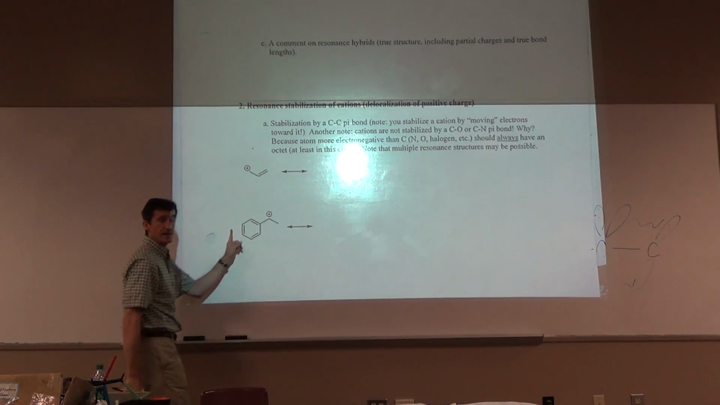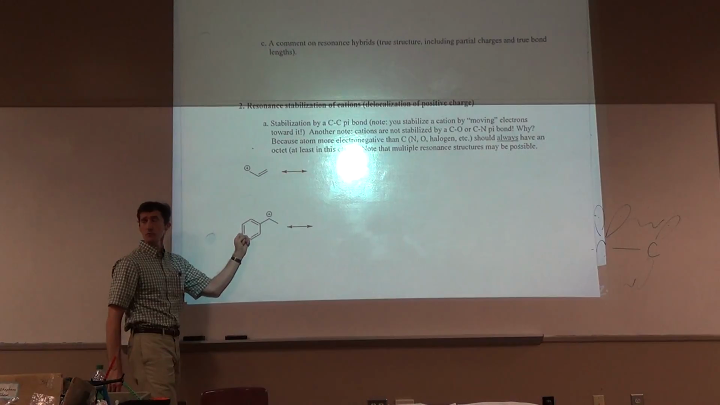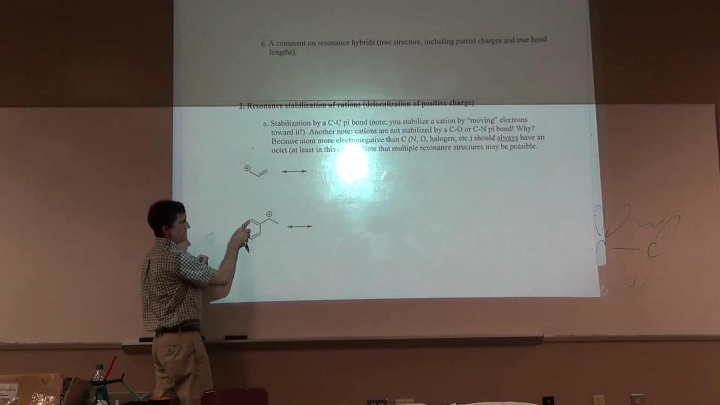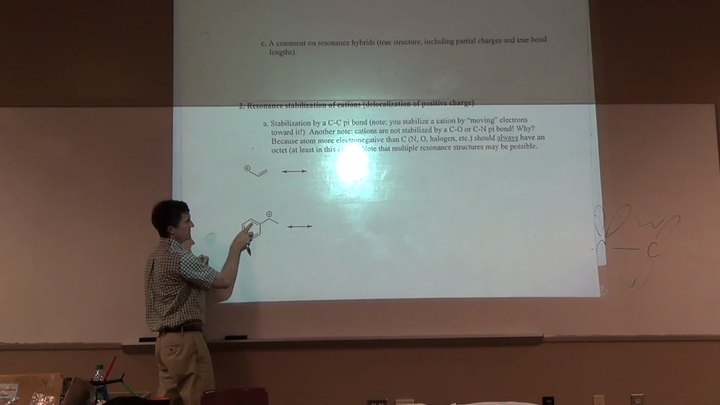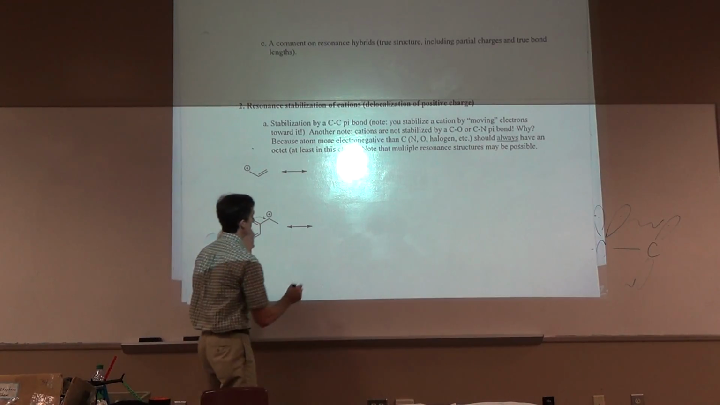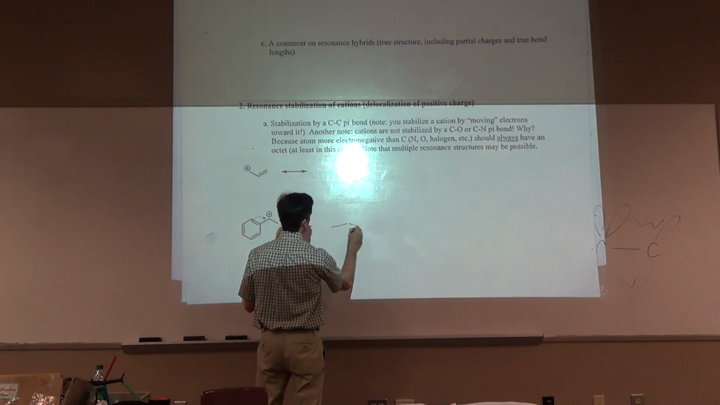Okay, we have a cation. How do you stabilize a cation? Move electrons towards it or away? Towards it. Windshield wiper. This pi bond, you can draw that line or that line. It moves towards it. What do we get? What does that arrow movement give?